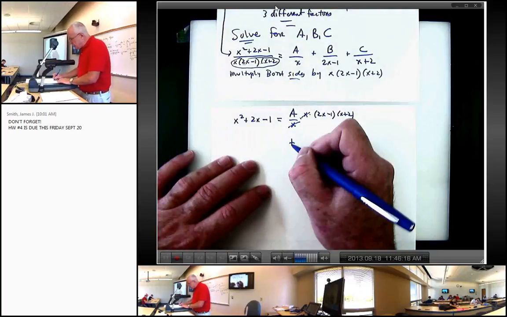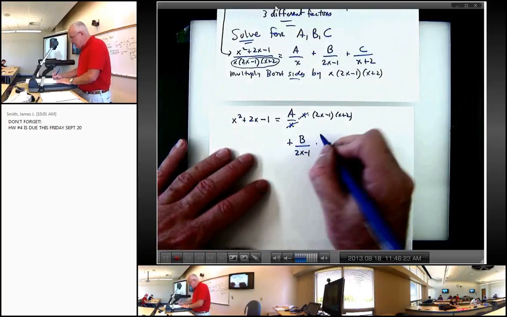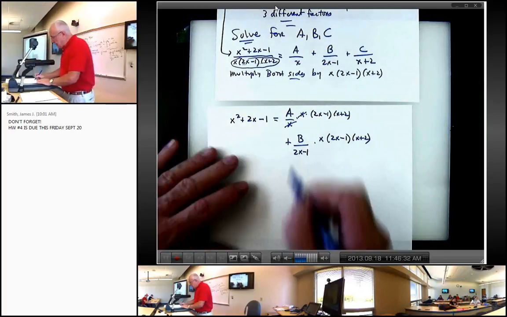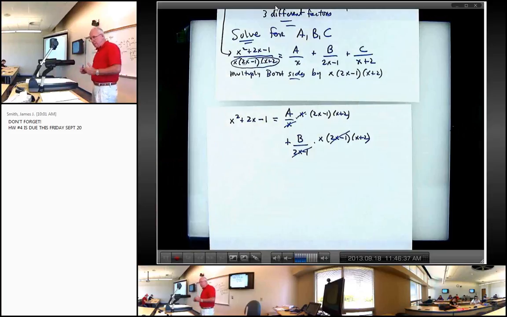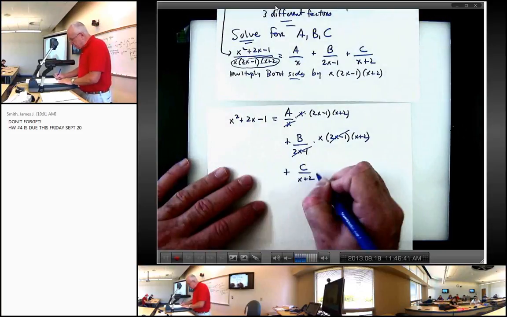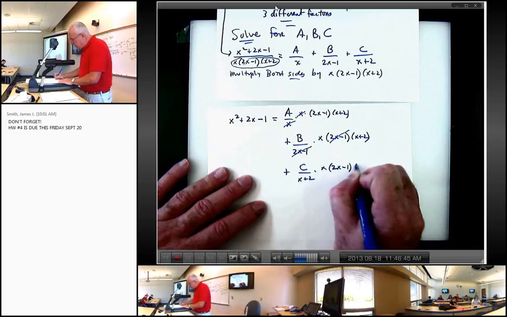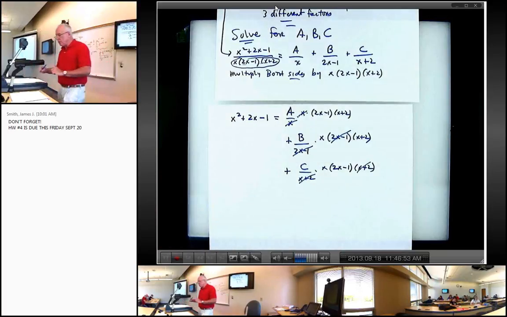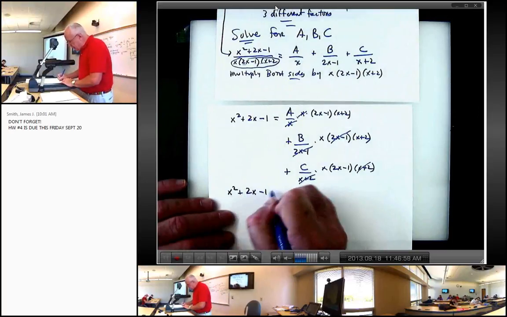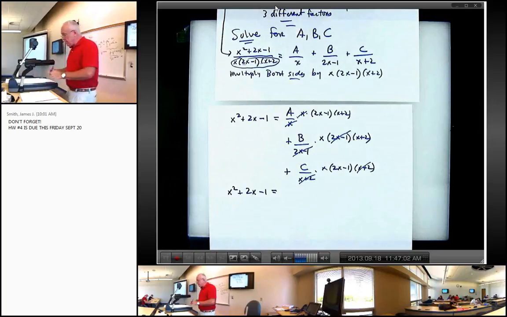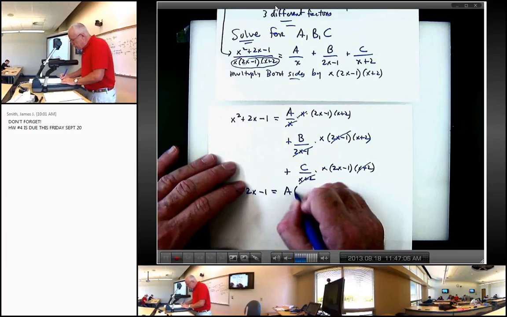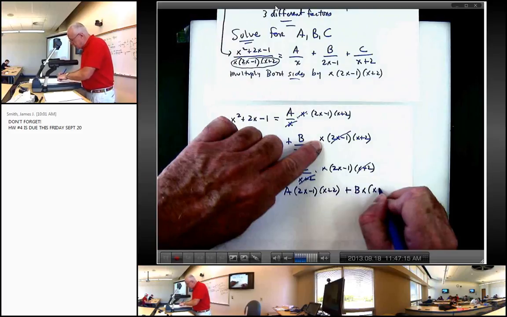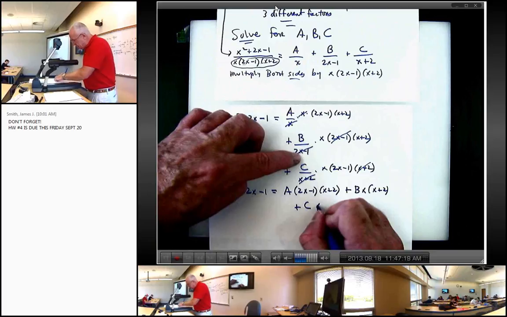Then I have my second expression, b over 2x minus 1. Again, that is being multiplied by x times 2x minus 1 times x plus 2. And again, this 2x minus 1 will cancel out of both top and bottom. And then I have my third one, c over x plus 2. Again, going to be multiplied by x times 2x minus 1 times x plus 2. And again, we'll get rid of our denominator because we can cancel out an x plus 2. So the last thing I'm going to write is this. This is what we're going to end up with. Our expression on the left, just the numerator part of it, and that's going to equal the following: a times 2x minus 1 times x plus 2 plus b times x plus 2 plus c times x times 2x minus 1.